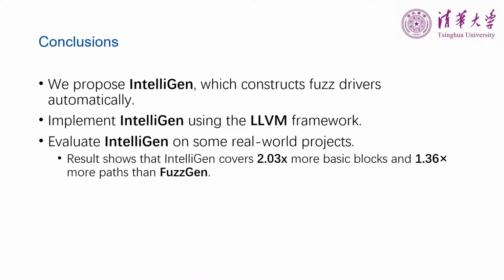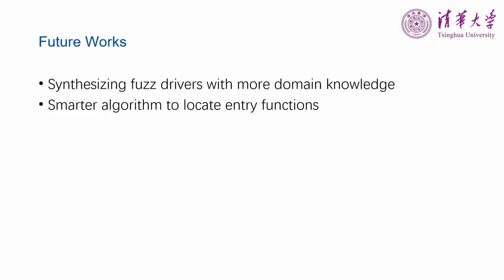To conclude, IntelliGen is a framework to generate fuzz drivers automatically by finding interesting functions in the library and synthesizing fuzz drivers according to the interesting entry functions. It covers 203% more basic blocks and 136% more paths than the state-of-the-art fuzz driver synthesis framework, Fuchen. To make IntelliGen more mature, our future work includes synthesizing fuzz drivers with more domain knowledge and finding a smarter algorithm to locate entry functions.